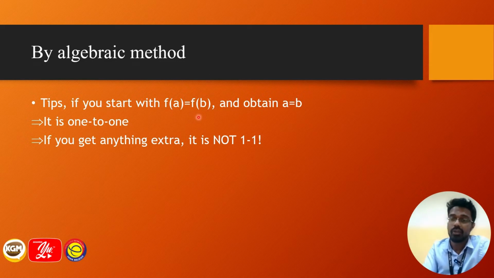If you manage to just get a equal to b, that means it's done. It is one-to-one. No need to worry about anything. If you get anything extra, then it is safe to conclude that it's not one-to-one. We're going to use the same function, the quadratic function, and prove that it's not one-to-one, as we saw in the horizontal line test. Hope you can follow up until here.